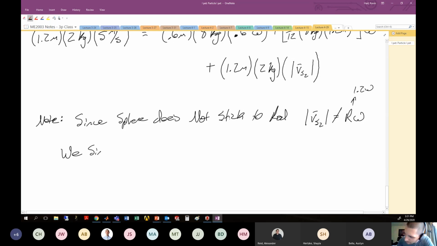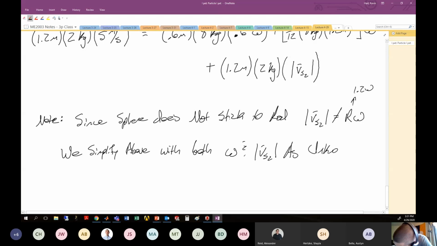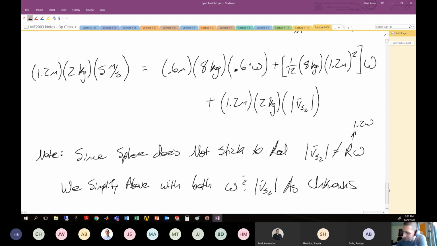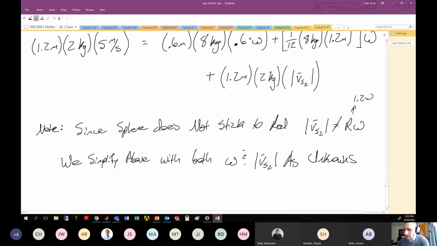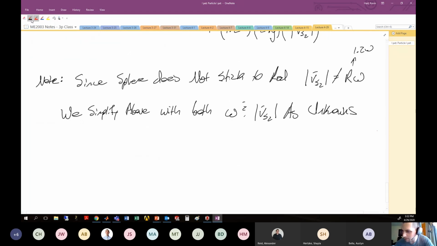All right. So we simplify the above with both omega and the magnitude of the velocity of the sphere in state 2 as unknowns. If we do that, we can look back at this equation up here. The unknowns that we have are the angular velocity of the rod after impact, this omega, and the velocity of the sphere after it has impacted the rod. So we can simplify this and write this after doing some algebra.